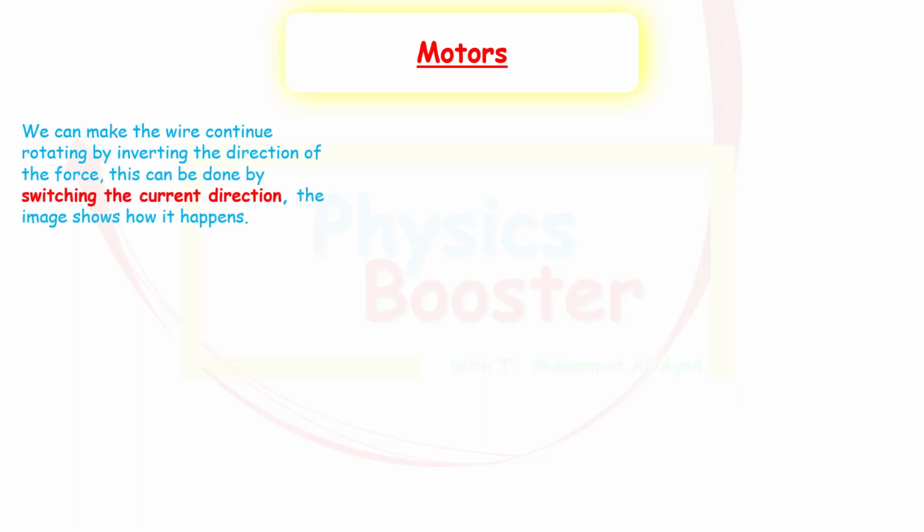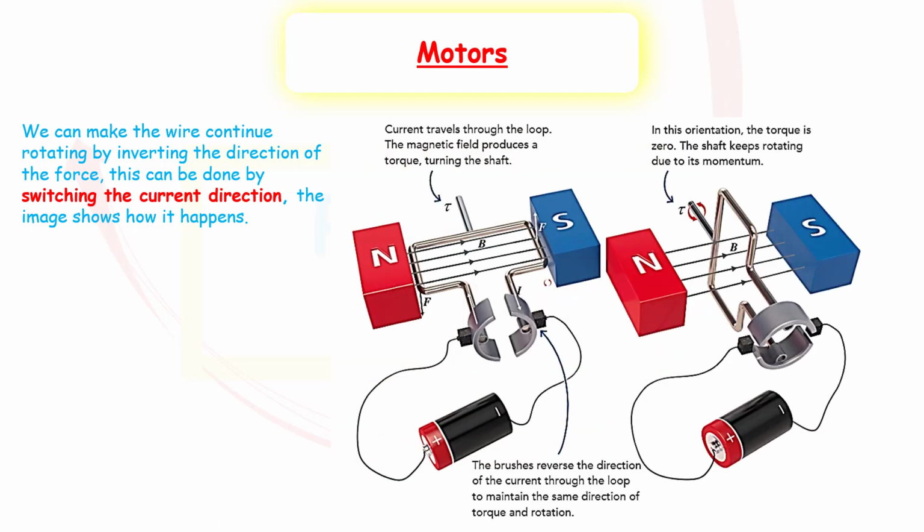We can make the wire continue rotating by inverting the direction of the force. This can be caused by switching the current direction. Look at the image below here. Now we have these two pieces. We are going to call them brushes. These brushes are connected to a source of energy, in this case a battery. Now, at a certain moment, let's look at the second image here. When the forces are perpendicular to each other and they are canceling each other, look, it's like we disconnected the loop from the battery. There's a small gap on the left and on the right. Here at this moment, the battery is not connected to the brush, okay? But the loop of wire will continue rotating because it still has a little bit of momentum inside it.